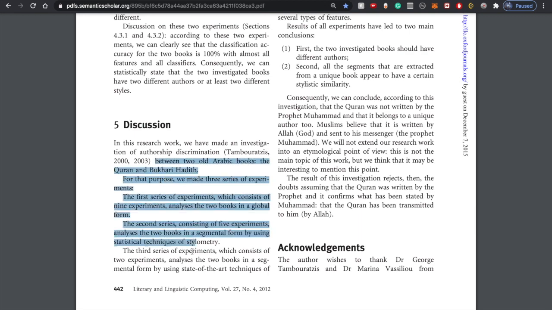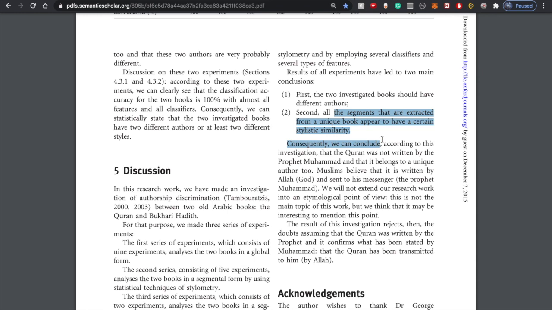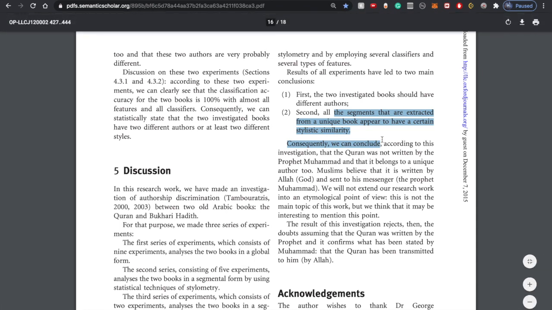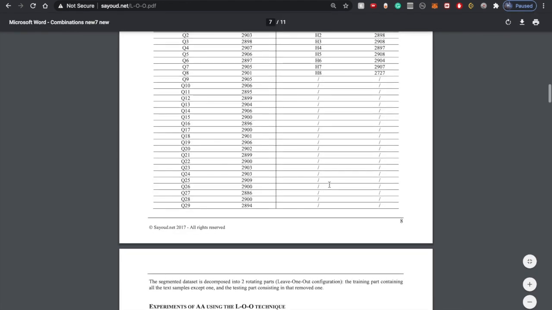So again, their conclusion is two different authors, right? First, the two investigated books should have different authors. Second, all the segments that are extracted from a unique book appear to have a certain stylistic similarity. On to the next paper.